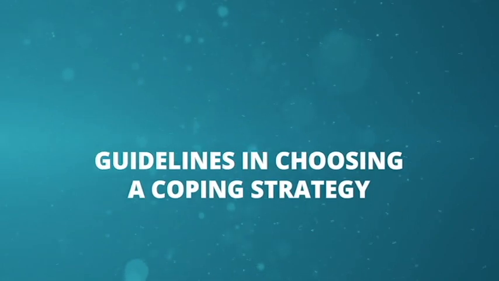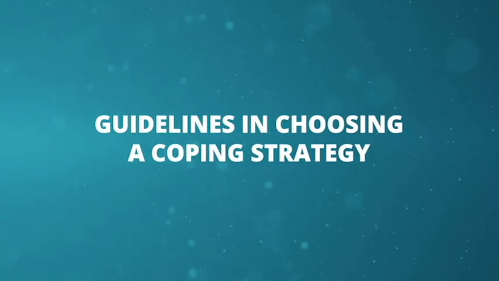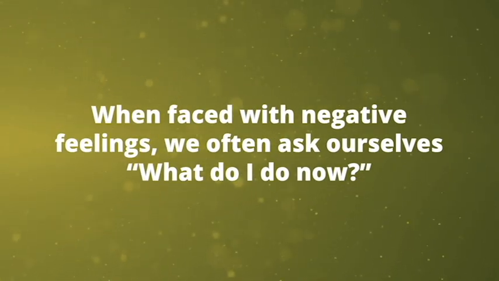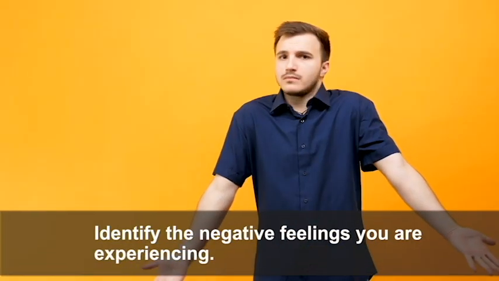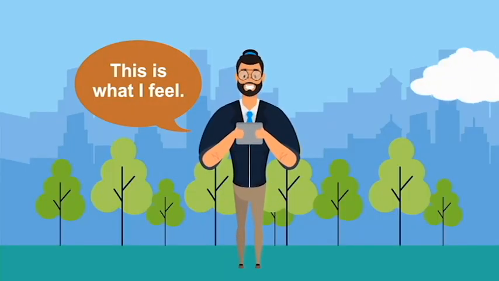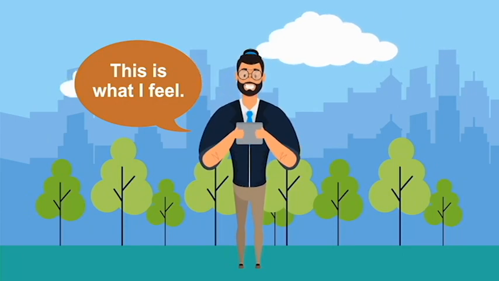In this part, we will look at a few guidelines to help you determine which approach you should use. When faced with negative feelings, we often ask ourselves, what do I do now? These guidelines should help you decide what you should do in case you do ask yourself that question. 1. Identify the negative feeling that you are experiencing. Tell yourself, this is what I feel, to give yourself a sense of ownership of your feelings. This also means you will take responsibility and act on your feelings for your own good.